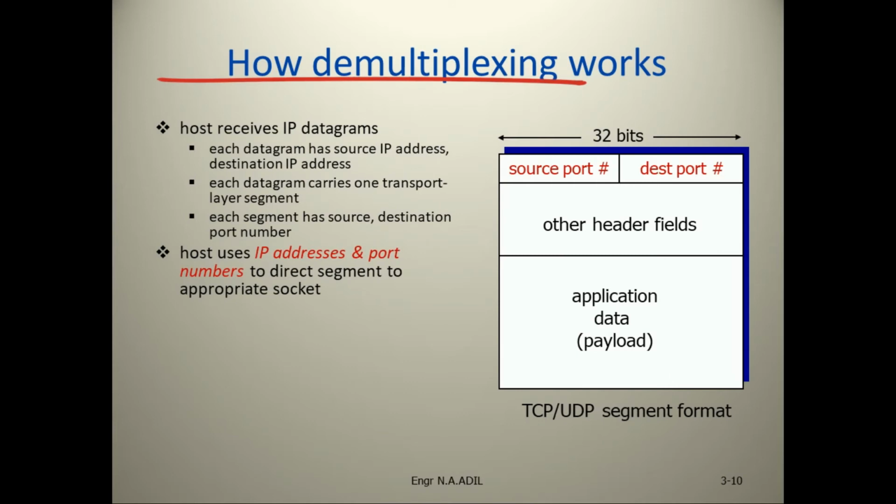How demultiplexing works. The host receives IP datagrams. Each datagram has a source IP address and a destination IP address. Each datagram carries one transport layer segment. Each segment has source and destination port numbers. The host uses IP addresses and port numbers to direct the segment to the appropriate socket.